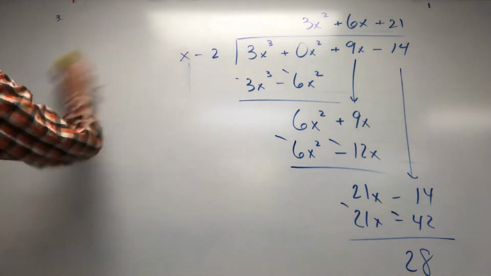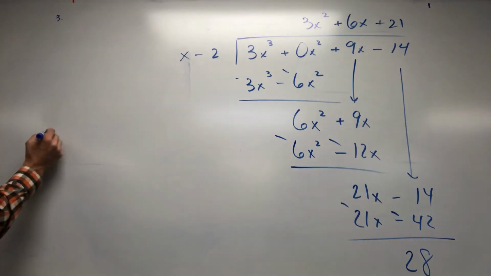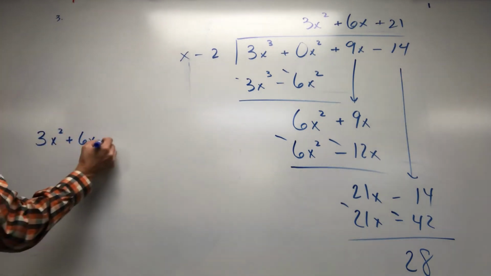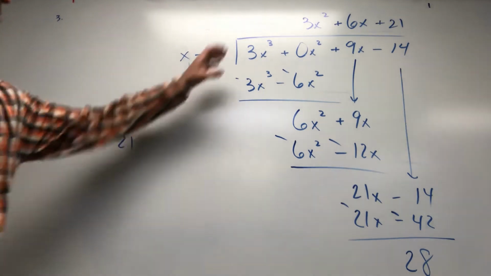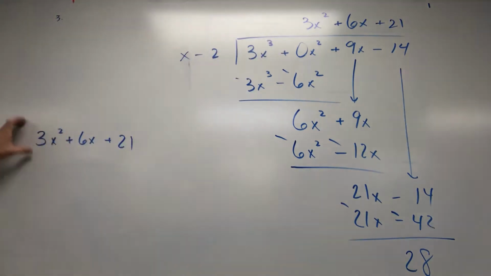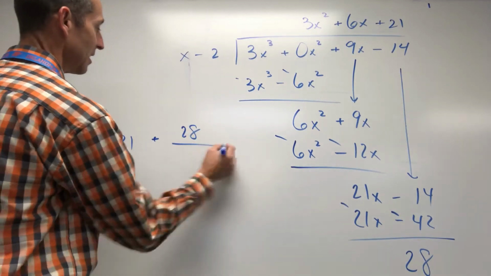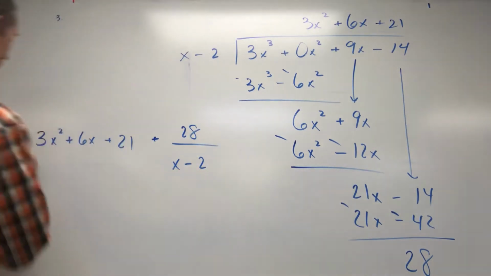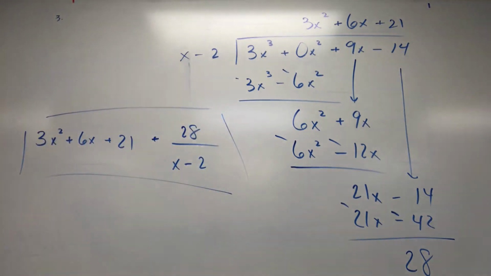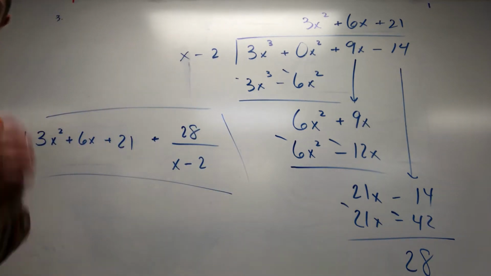So I'm going to rewrite my answer. Here we go. I've got 3x squared plus 6x plus 21. So I take my top row, and my remainder is 28, and I put that over the divisor. And that's how you write your final answer.